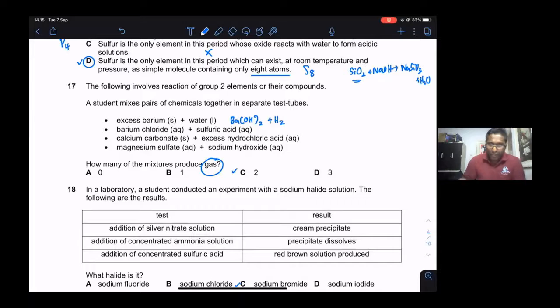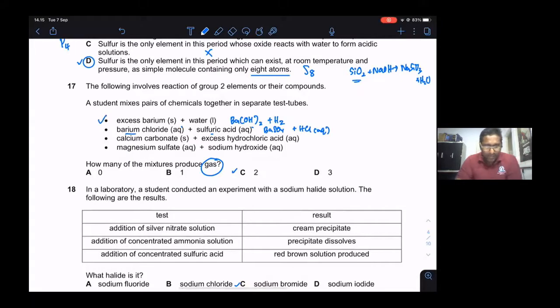Okay, if you are not sure, you can try barium sulfate, maybe barium sulfate. Then maybe HCl. Do remember all of them are going to be in aqueous. Most likely this is also aqueous, so I don't think there will be gas produced.